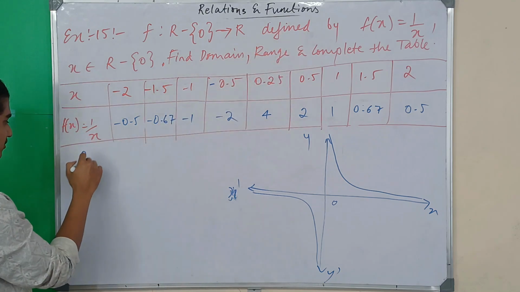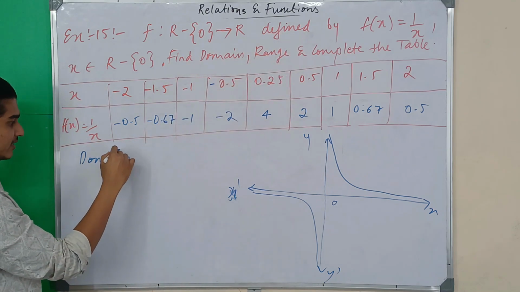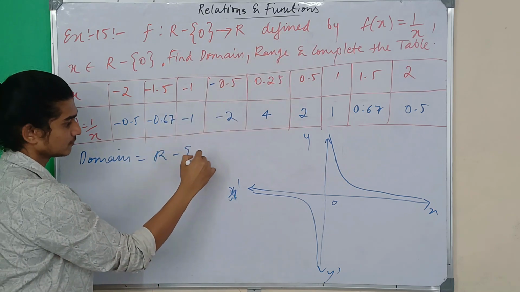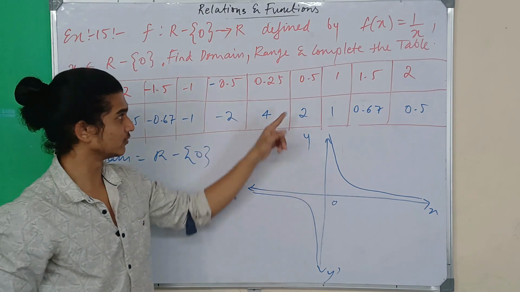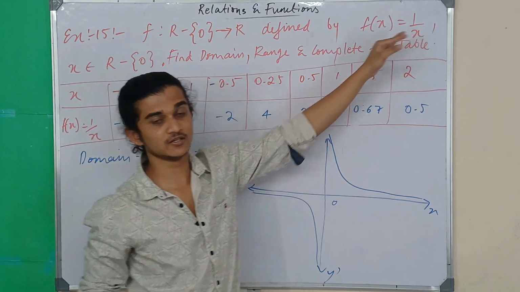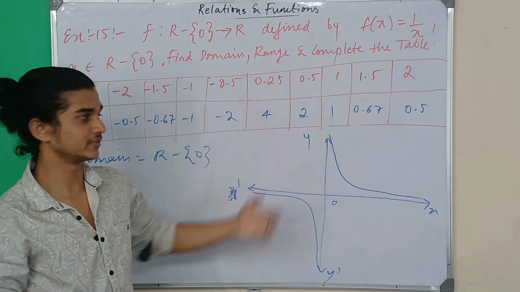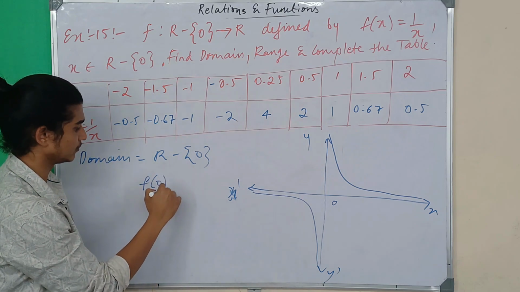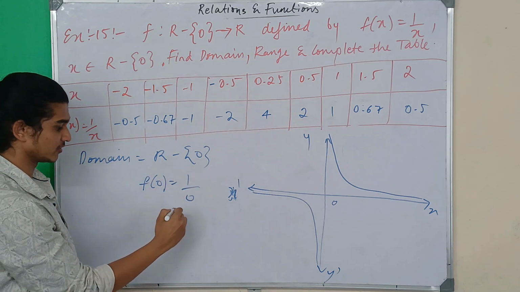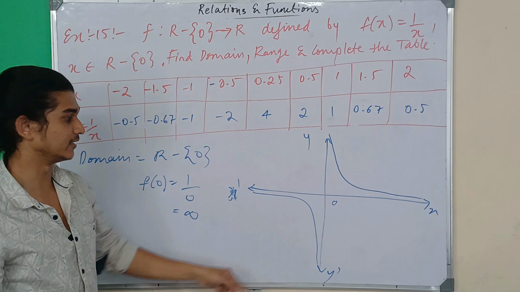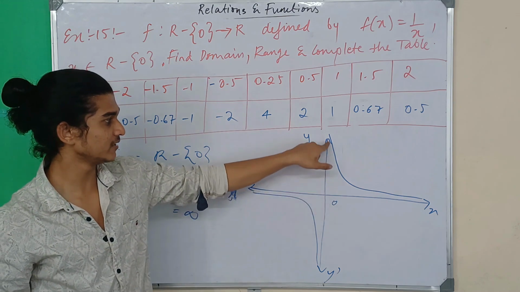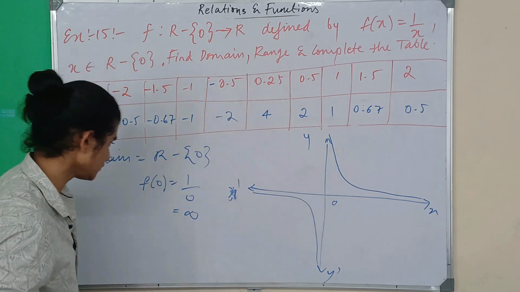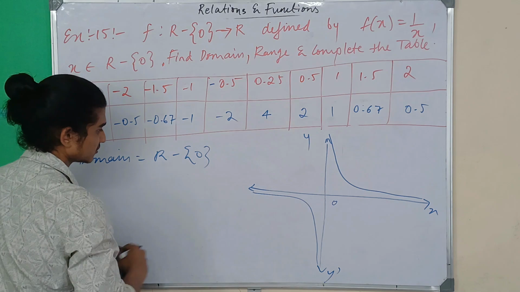So our domain is R minus 0. Why? Because if I put x equal to 0 here, the whole thing is going to turn into infinity. If I do f of 0, this becomes 1 by 0, and this becomes infinity, which is not valid. So basically x approaches 0 and y approaches infinity. That's why that value is not allowed.